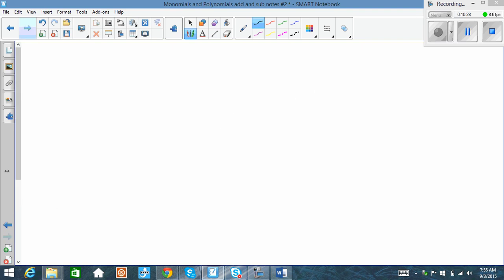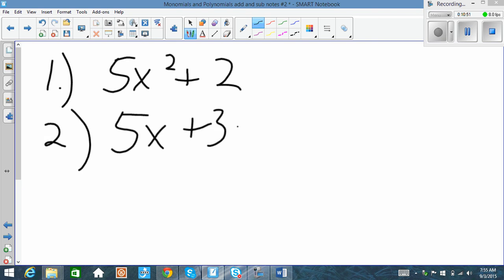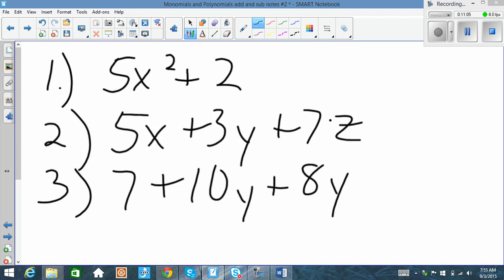Some practice problems. All right. Number 1. Name these particular items. Okay. So 5x plus 2. What is that called? Number 2. 5x plus 3y plus 7z. What is that called? Number 3. 7 plus 10y plus 8y squared plus 5.